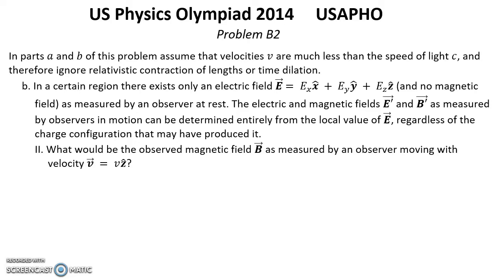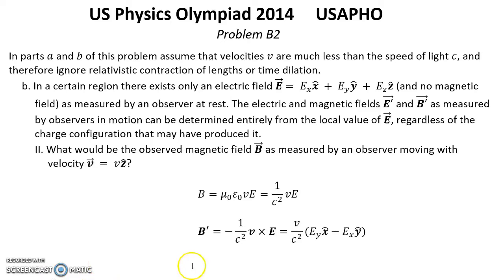Furthermore, the magnitudes of the fields satisfy the equation B equals mu 0 epsilon 0 v E, or we can replace mu 0 epsilon 0 with 1 over c squared. That will be this expression. Combining this with the previous equation, we have B prime equals negative 1 over c squared multiplied by the cross product v and E, which is this expression.